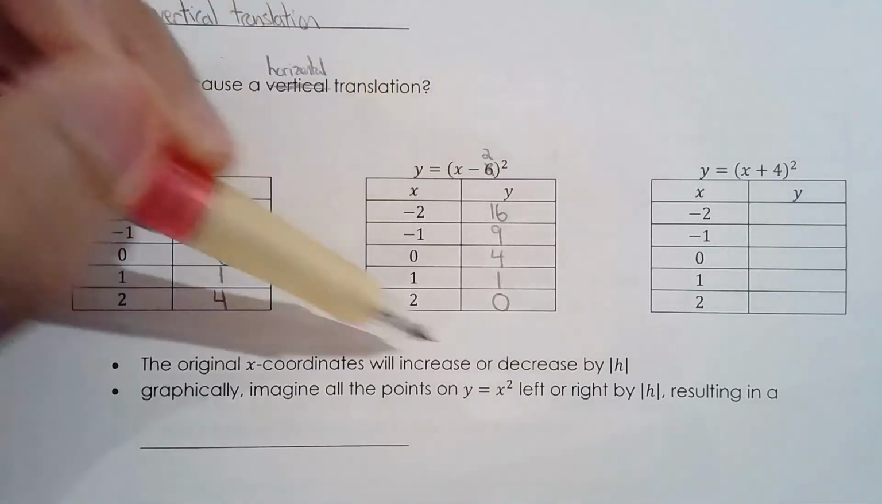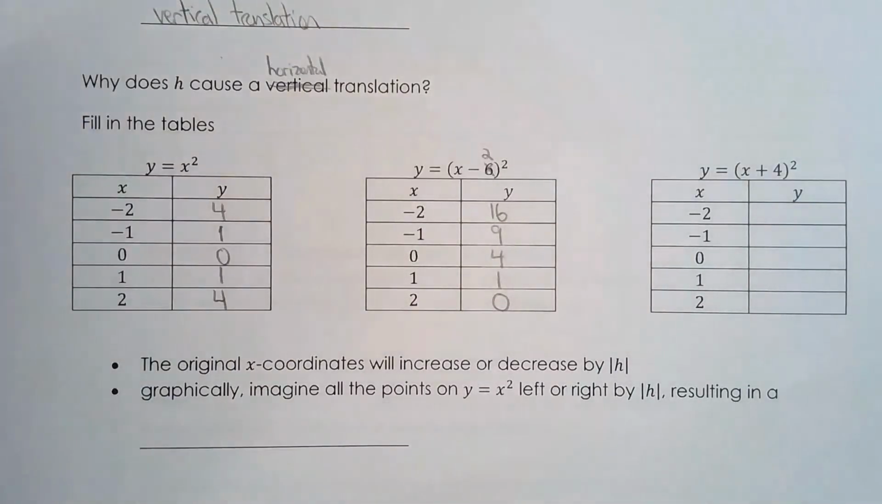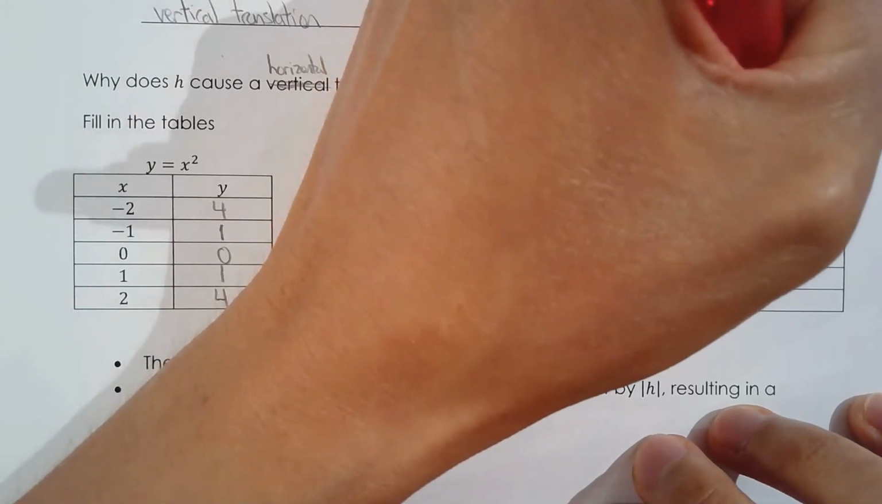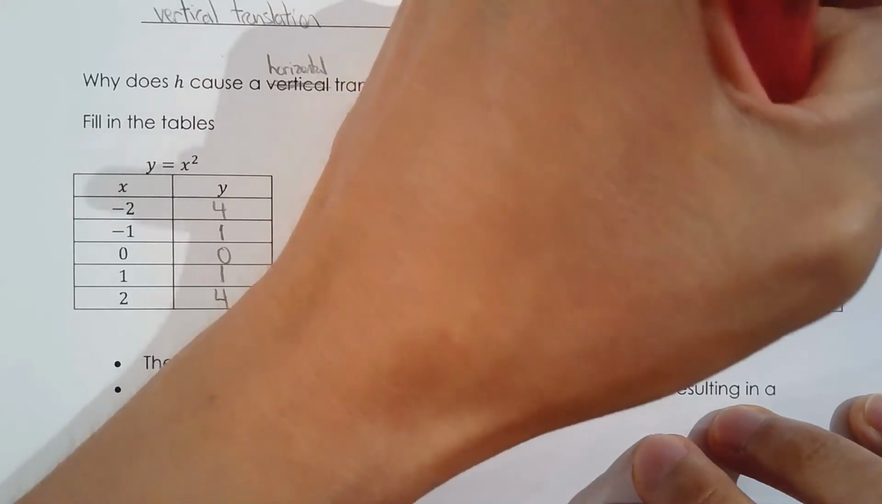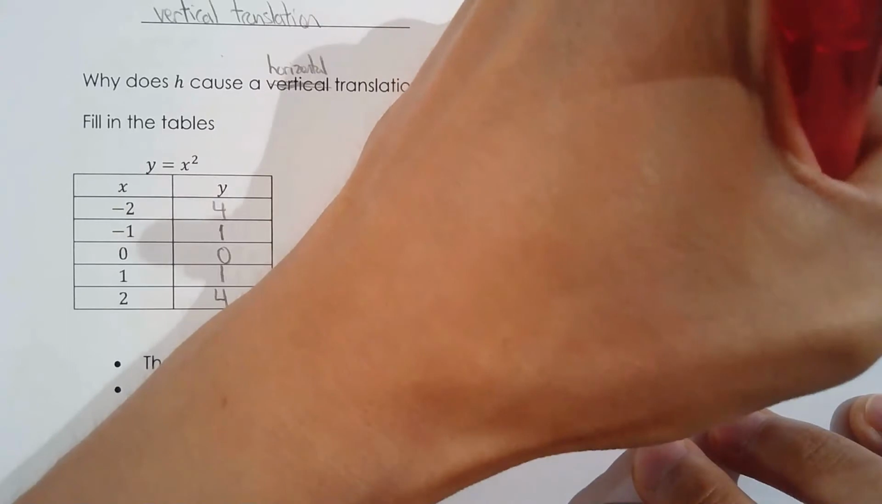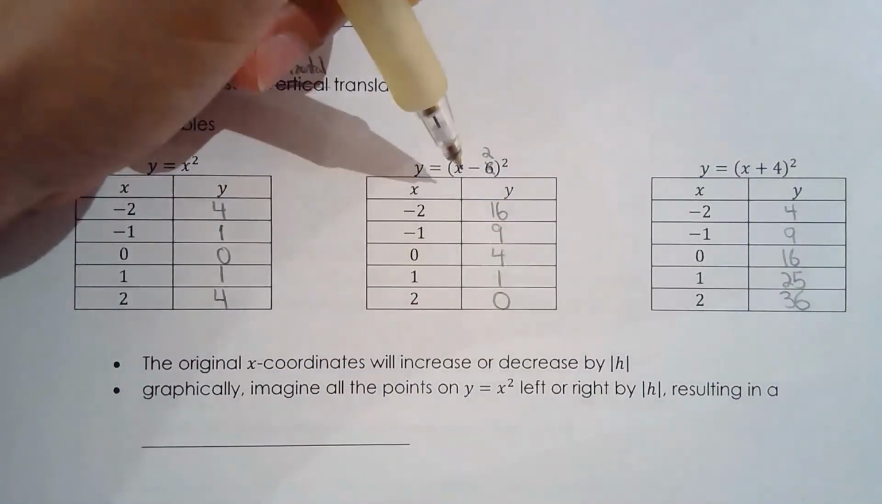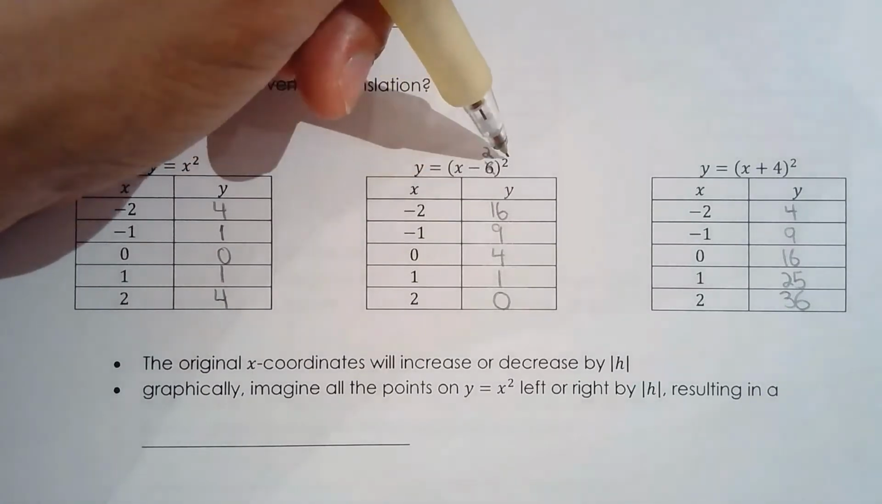You know what? Before we talk about this table, let's just find the y coordinates for both tables. Negative 2 plus 4, sorry, 2 squared is 4, 3 squared 9, 16, 25, 36. Okay, perfect. So let's think about it. x minus 2 all squared.